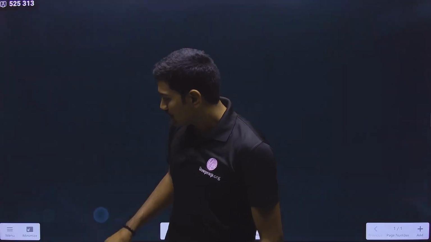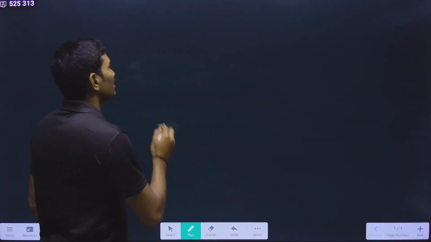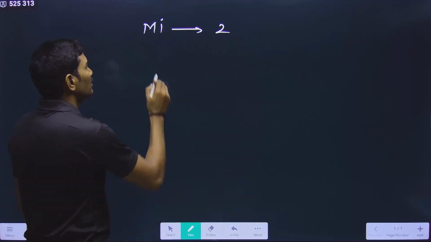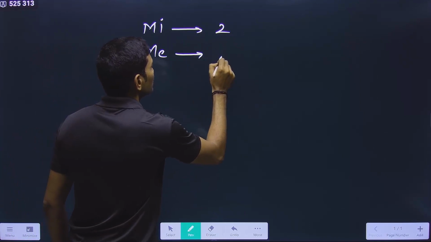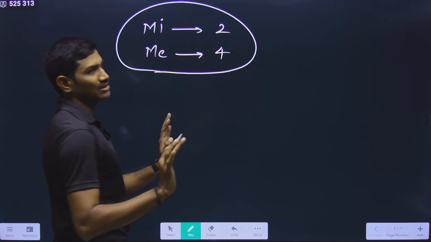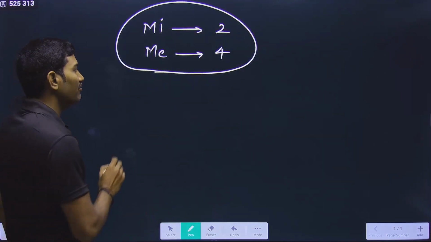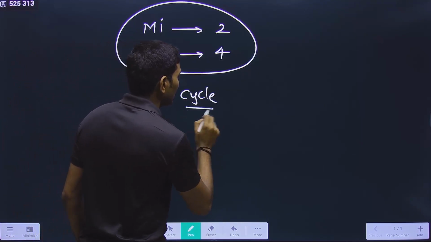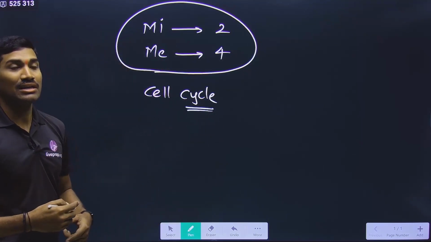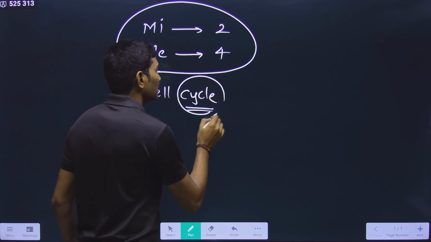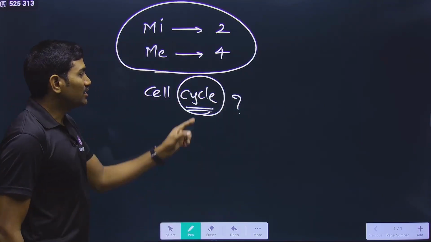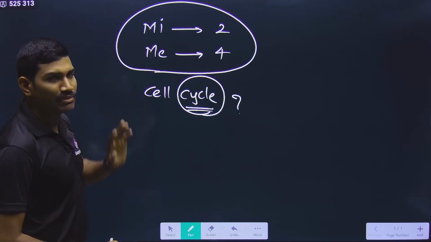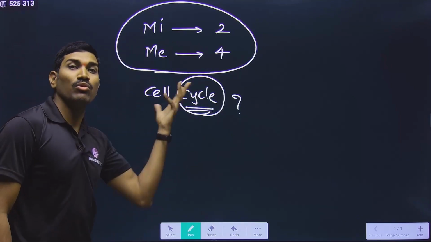So now you need to understand the basic concept. In the case of mitosis, two daughter cells are produced. In the case of meiosis, four daughter cells are produced. Correct. But whenever you are using the term cell cycle, a cyclical event should occur. So for which one are you using the term cell cycle? I am giving you options: only mitosis, only meiosis, or both.